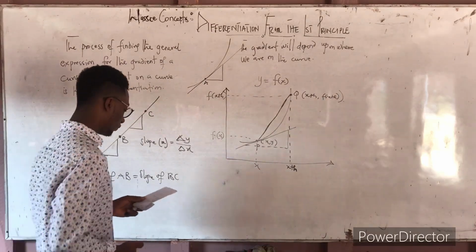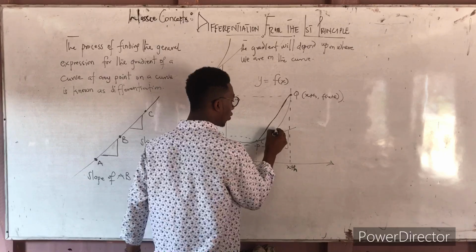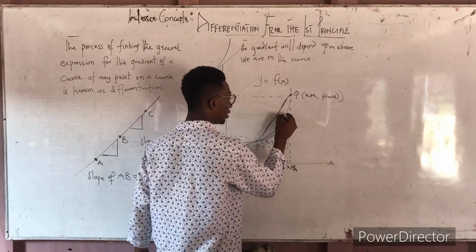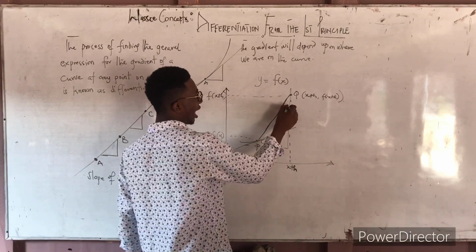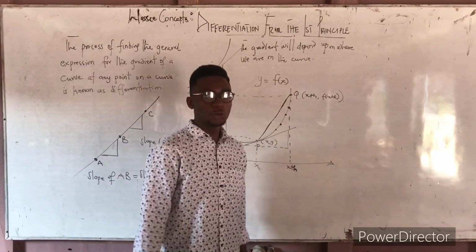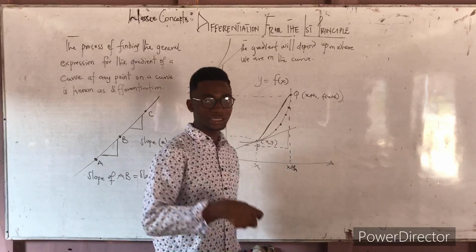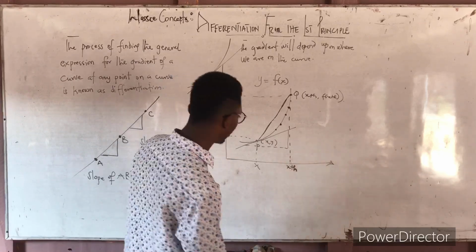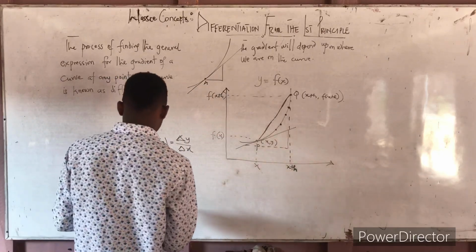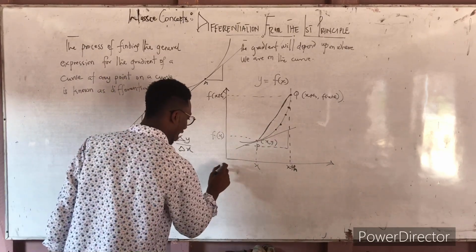Okay. So now this is the curve f of x. Realize that there are a lot of points on this particular curve, and depending on the point you have or where you are on the curve, you can find the derivative of the curve, which is called what? The differentiation.